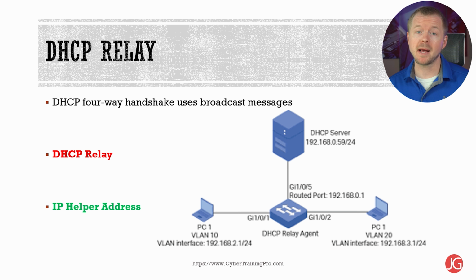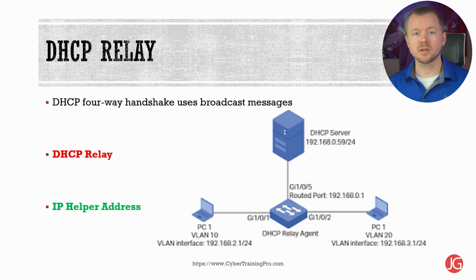Unfortunately, routers don't pass on broadcast messages to other networks, but it might not always be practical to have the DHCP server on the same subnet as clients. DHCP Relay enables a router to accept DHCP broadcasts from clients, and then it uses UDP forwarding to send them on as unicast to the DHCP server.